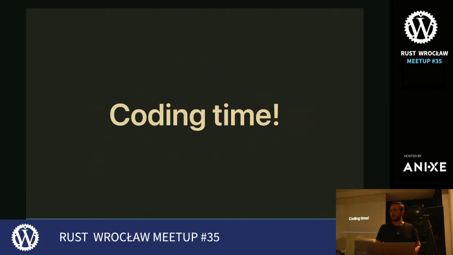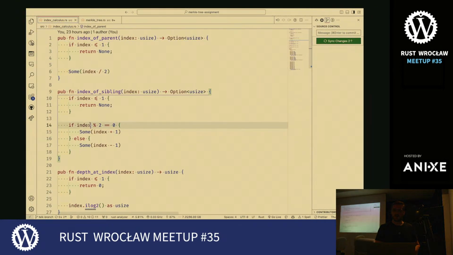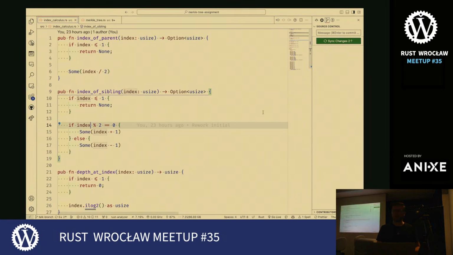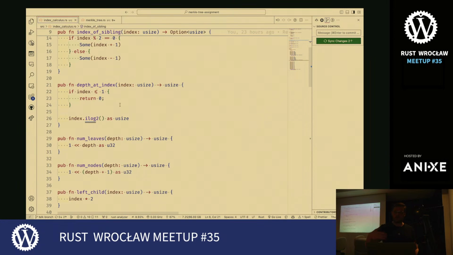With that out of the way, let's get down to the implementation. And as I said, this is going to be semi-live coding. I have a little scaffolding project set up, and I implemented all of the index calculus equations that we just talked about. So we have index of parent, index of sibling, depth of things, etc.